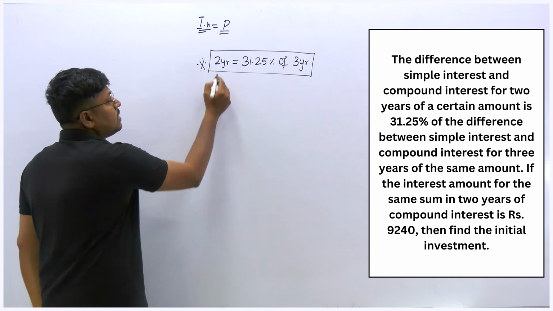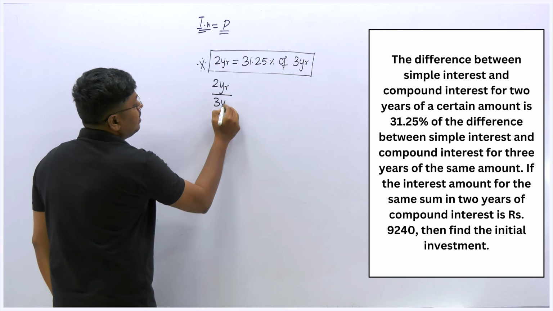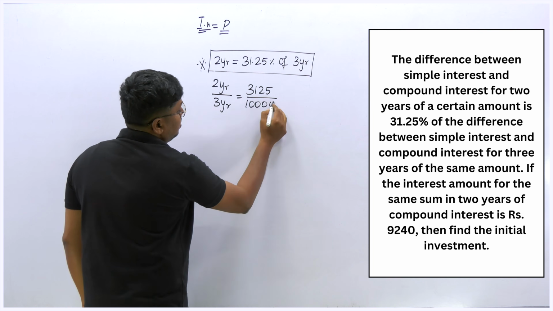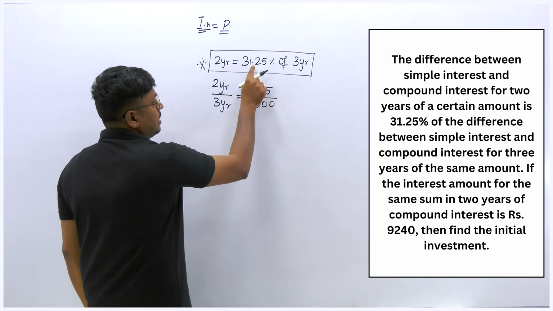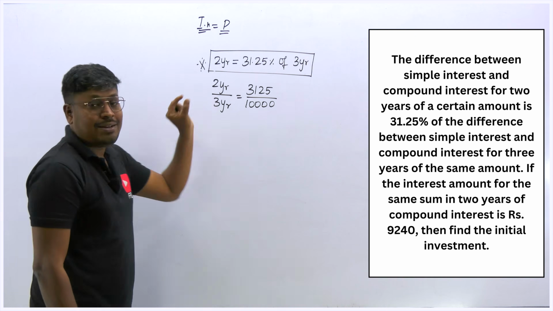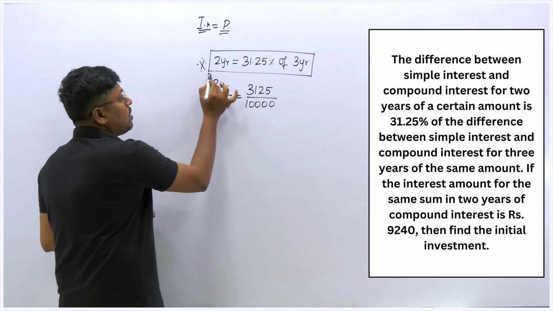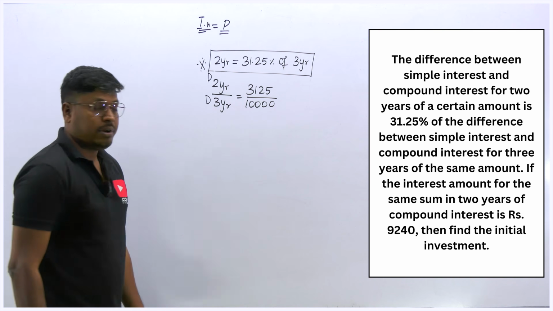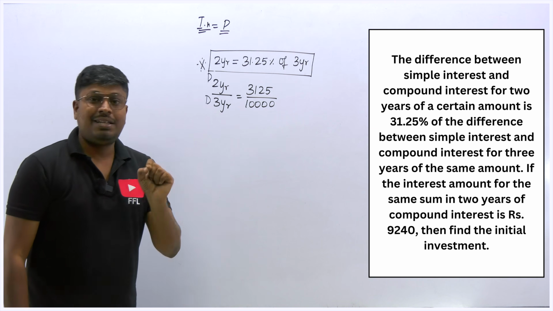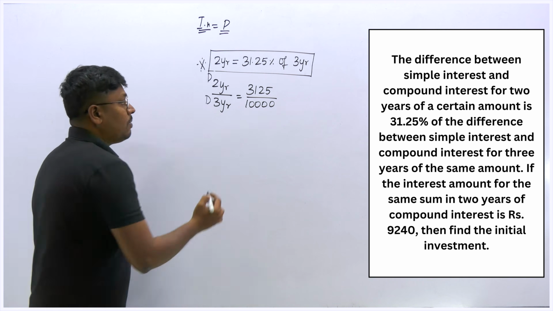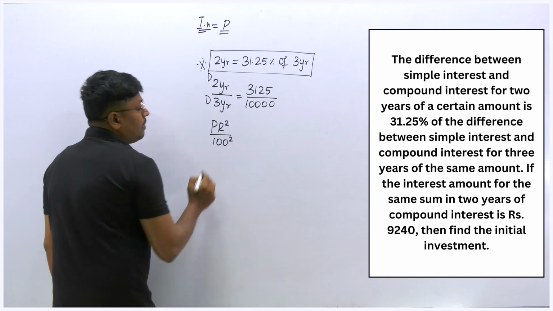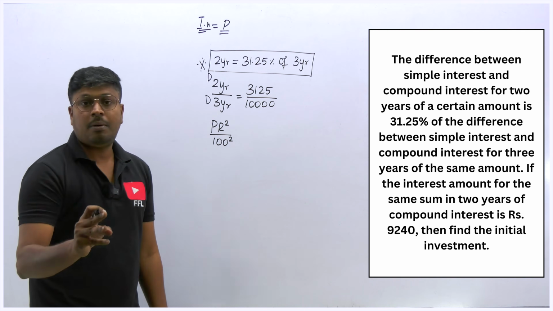So now what we can do is, the 2-year difference divided by the 3-year difference is equal to 3125 divided by 10000, since the percentage is over 100 and there are 2 decimal places, divided by another 100. It's not the 2-year interest, it's the difference for 2 years: the difference of simple and compound interest for 2 years, and for 3 years. Now the difference between simple interest and compound interest for 2 years is PR squared by 100 squared. We already know this formula, right? So we can substitute here PR squared divided by 100 squared.